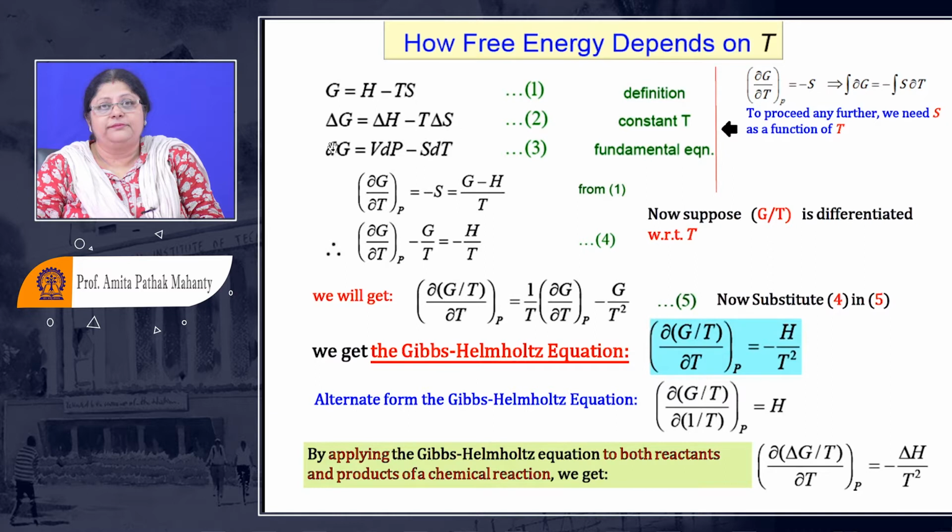Now compare that with the expressions of the four fundamental equations we have derived. We have an expression for dG as well. And what is that expression? It is dG equal to VdP minus SdT. If I compare these two equations, you can see what S is: S is nothing but G minus H by T, right? This is what it is.